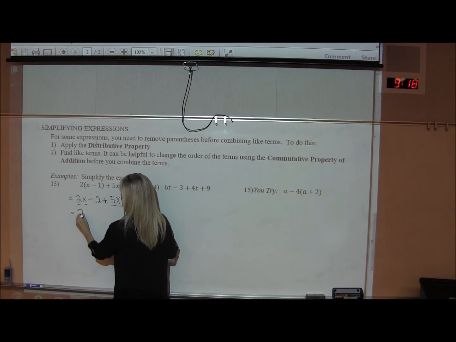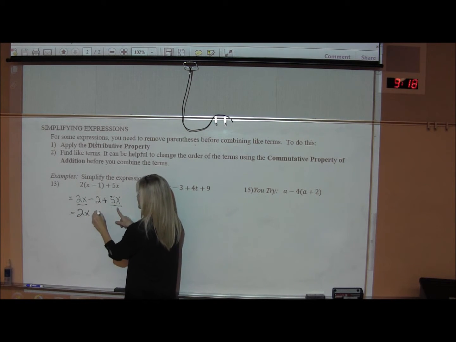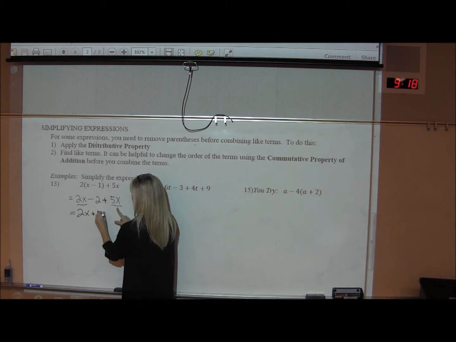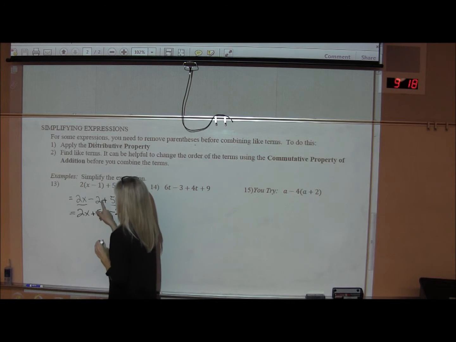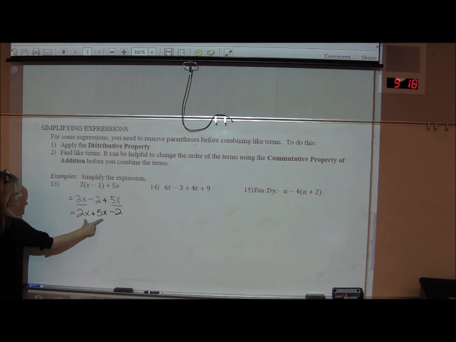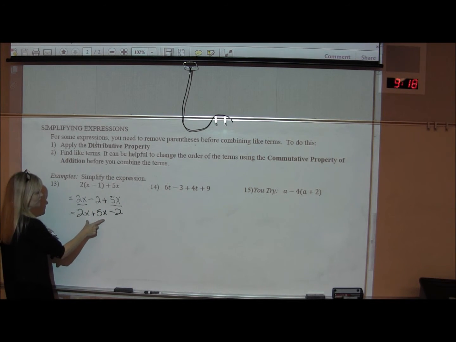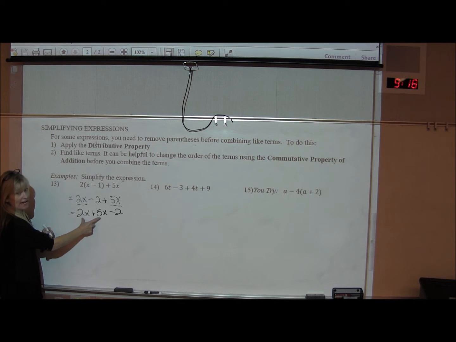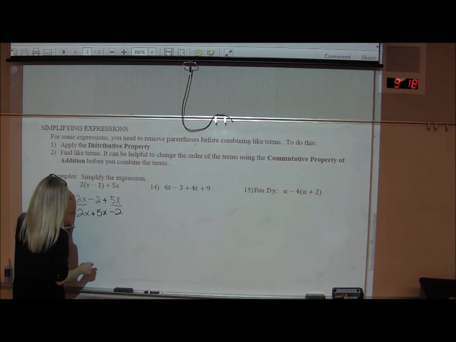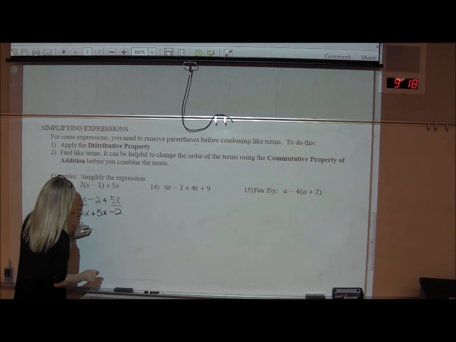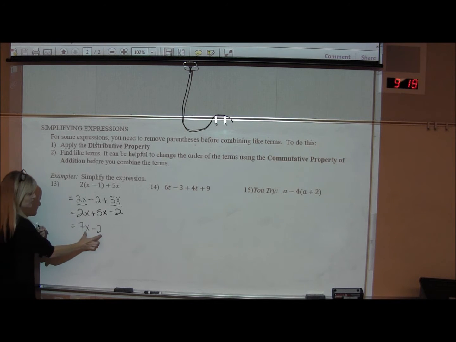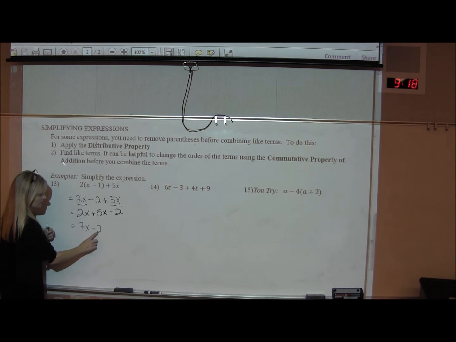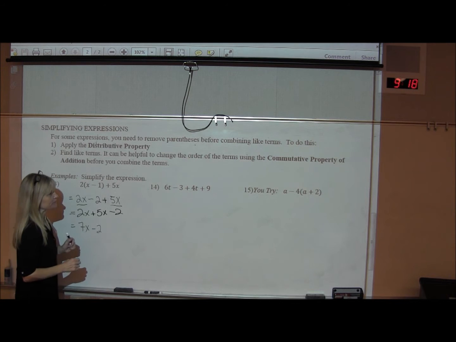So I have 2x plus 5x, using the commutative property, minus 2. This is the same thing as that. And then it's easier to see how to combine my like terms. And remember, to combine like terms, we want to add the coefficients. So 2 plus 5 is 7x. And then I still have my minus 2. And you cannot simplify this anymore because these aren't like terms. This one doesn't have an x.